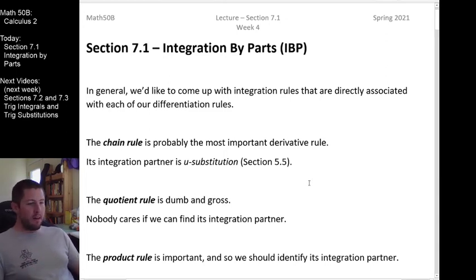This one's super important here. Comes up all the time. So let's get it. In general, since integration is very nearly the perfect inverse of a derivative, what we want to do is come up with integration rules that are going to undo our derivative rules.